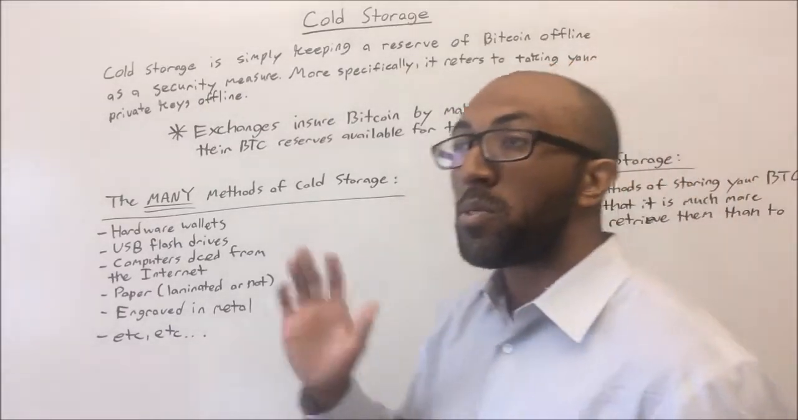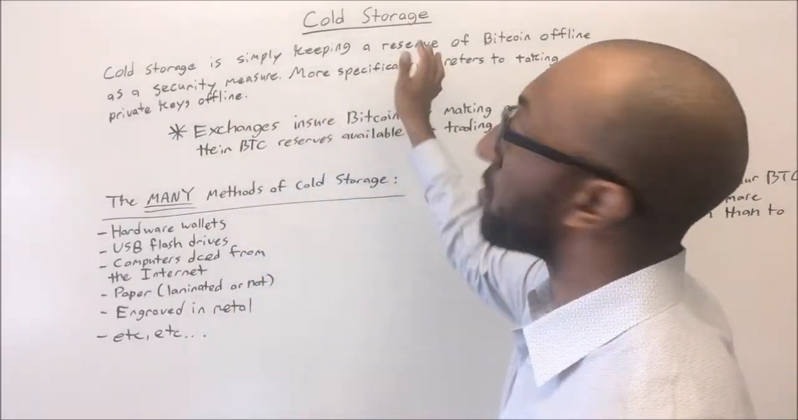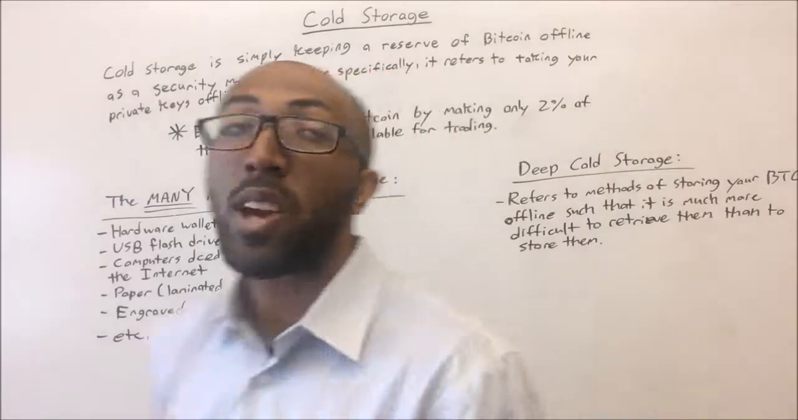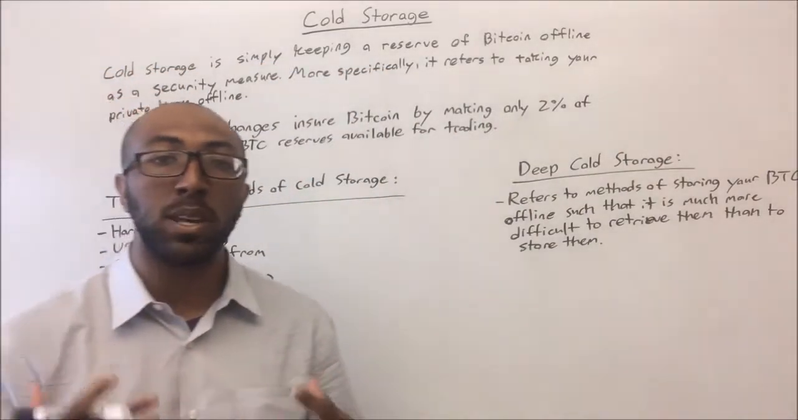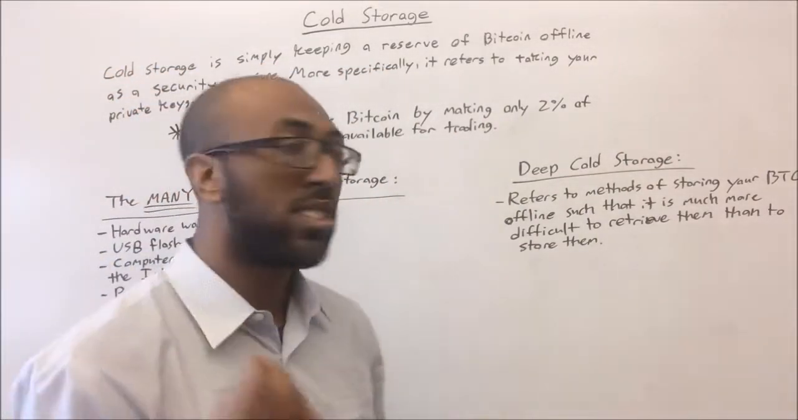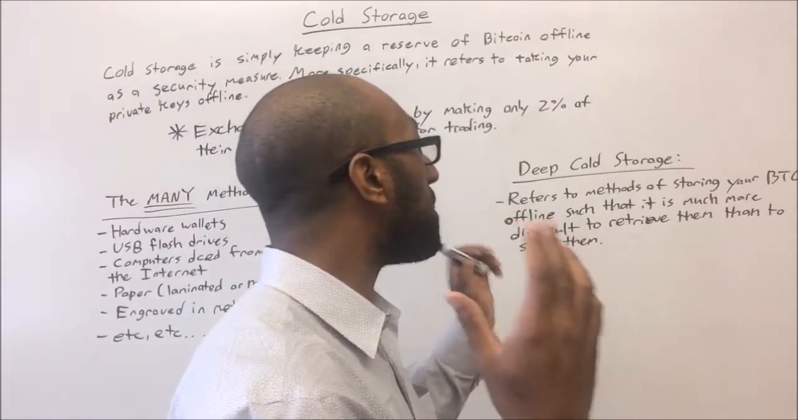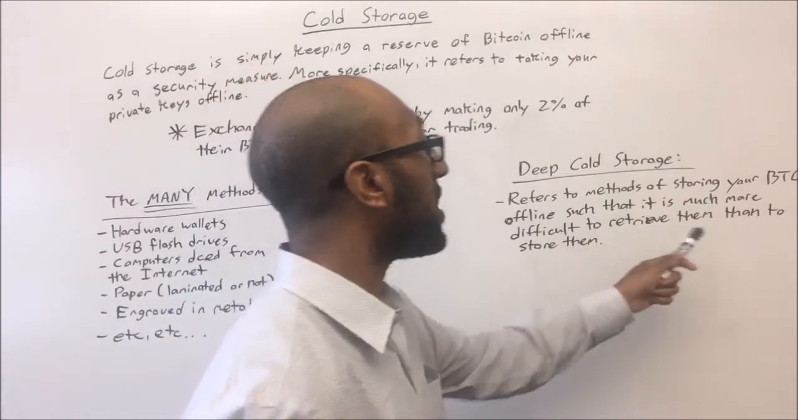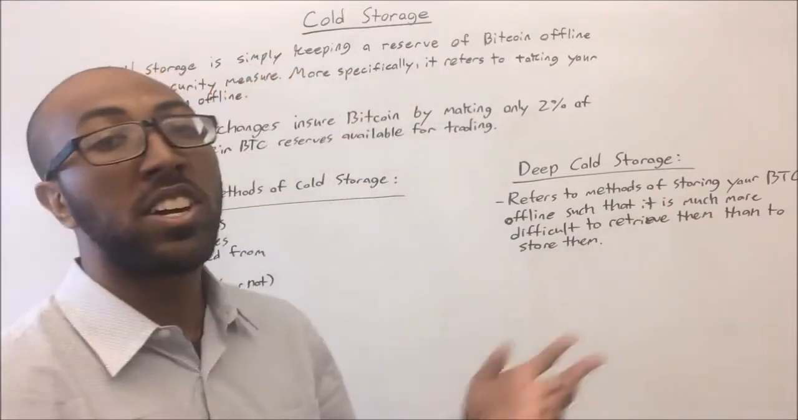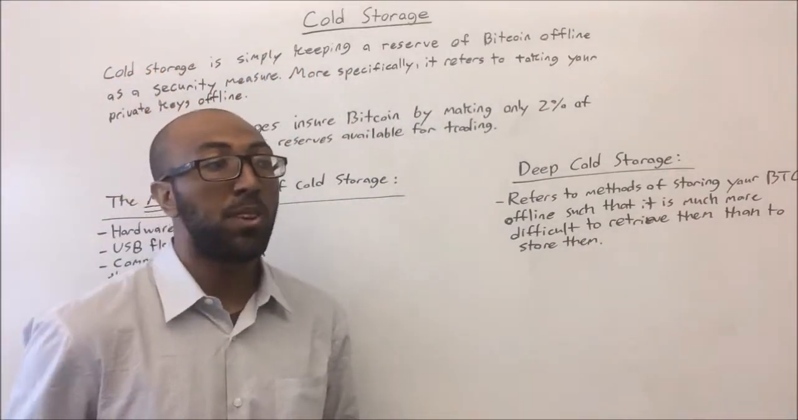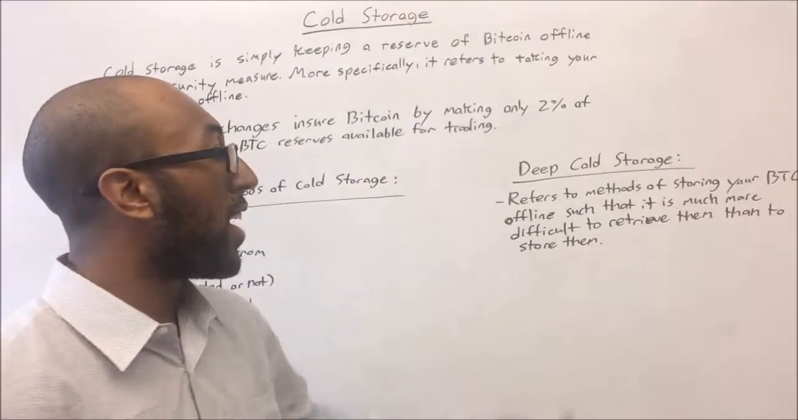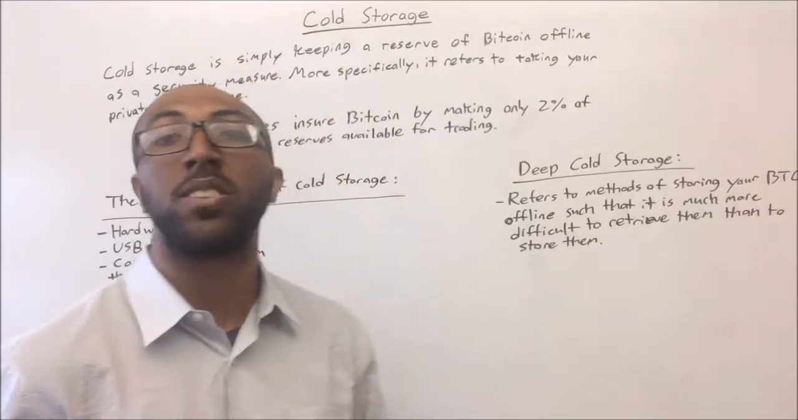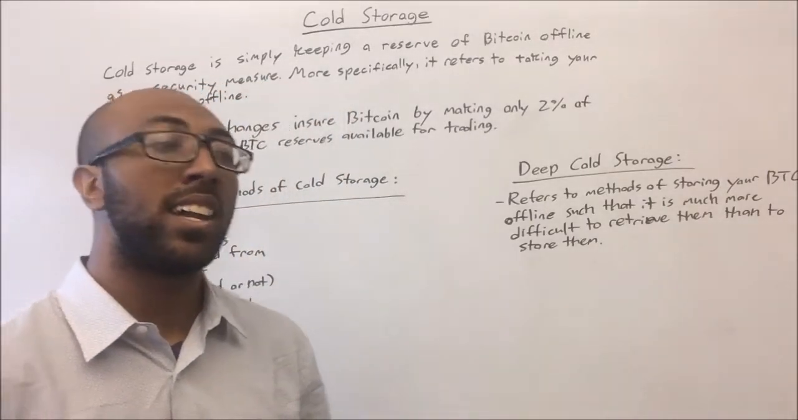So cold storage simply refers to keeping your reserve offline, but deep cold storage refers to coming up with a very complex means of storing your Bitcoin offline, such that it's much more difficult to retrieve or steal your Bitcoin than it is to store them. You've already done all the thinking. So for you to store the Bitcoin, it's very easy. You just do it. But for a hacker or an adversary thief, they have to go through many different layers of security. For example, you might have stored it in a bank.